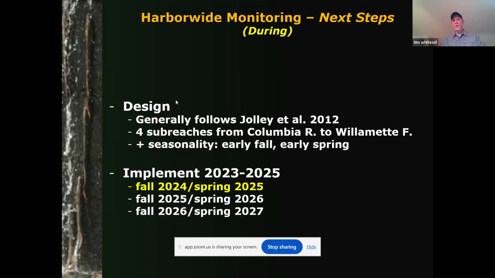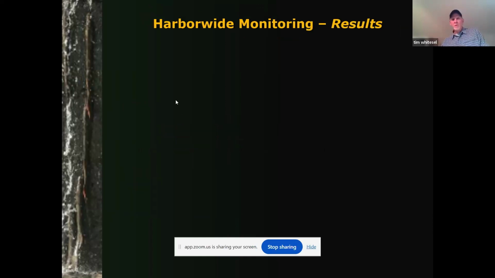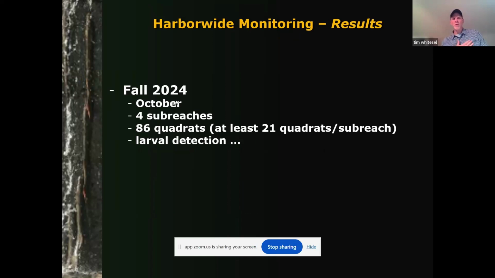So obviously fall of 2024 and spring of 2025 have come and gone, and we were able to sample during those periods. In terms of results, so for fall of 2024, we went out in October, went to those 4 subreaches, ended up sampling 86 quadrats, so at least 21 in each of the subreaches. And for larval detection, downstream, we found lamprey in 3 of the 21, or 14.3%. And for reference, the 3 of 42 is what we found in that pre-work. So you get an idea, and it's just one season, 1 year. So I wouldn't put too much stock in any of this, but I wanted to give you some context.